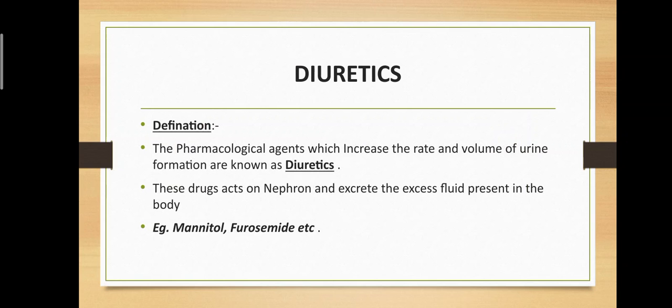What are diuretics? The pharmacological agents which increase the rate and volume of urine formation are known as diuretics. This drug acts on the nephron and excretes the excess fluid present in the body. Examples of diuretics are mannitol, furosemide, etc.